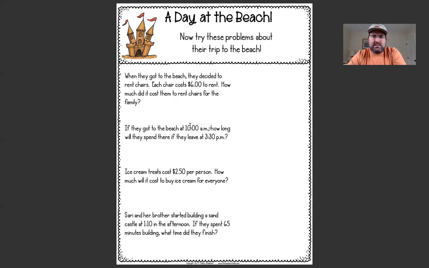If they got to the beach at 10 a.m., how long will they spend there if they leave at 3:30 p.m., okay? So figuring out how much time has passed from the time that they arrived at the beach at 10 in the morning to the time that they leave at 3:30 in the afternoon, okay? Going on. Ice cream treats cost $2.50 per person. How much will it cost to buy ice cream for everyone? Ooh, okay, so that's a good challenge. $2.50 per person. Well, remember there's 4 people, so we need to figure out how much that will cost for all 4 people.